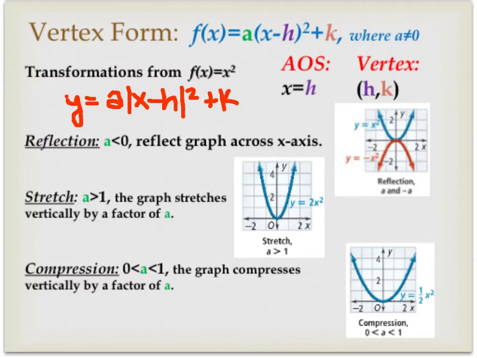Now, if a here in the front is between 0 and 1, then that means it's a compression. So we are pushing it down. It's getting flatter and fatter. So a here tells us lots of different things about the shape of our parabola. Whether it's going to be flipped over the x-axis, and remember I hate that word flipped, it's reflected over the x-axis, or it's going to be stretched or compressed.